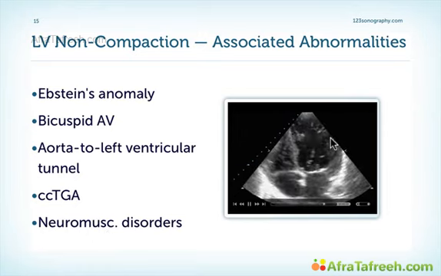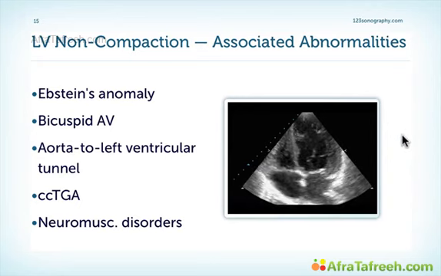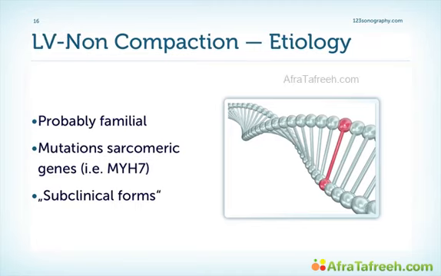This is such an example where we have hypertrabeculation of the apical portions of the left ventricle. We will find many different variations and severities of this disease. The etiology is not completely clear, but it is most likely a genetic disease, a familial disease, where we find mutations of the sarcomeric genes, for example MYH7, and we also know that many patients have subclinical forms. So if you have a patient with suspected non-compaction syndrome, you have to follow these patients, and you should also perform family screening.